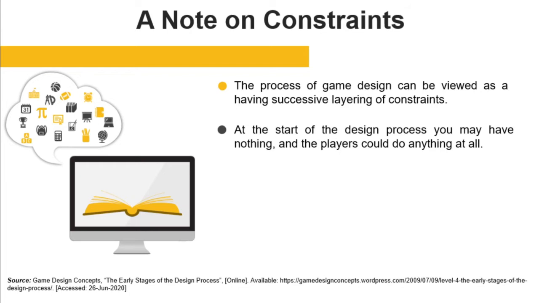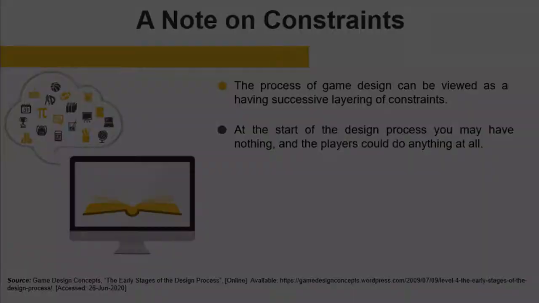A note on constraints. The process of game design can be viewed as having successive layering of constraints. Every new rule you add, every resource you define, this is just one more constraint on the players. At the start of the design process, you may have nothing, and the players could do anything at all. But by the end, the player experience is sharply defined and heavily constrained in a way that is fun.